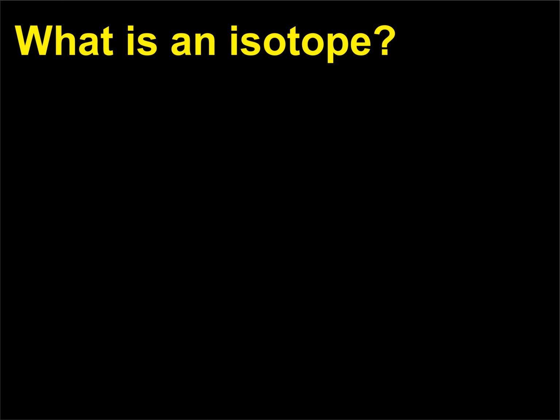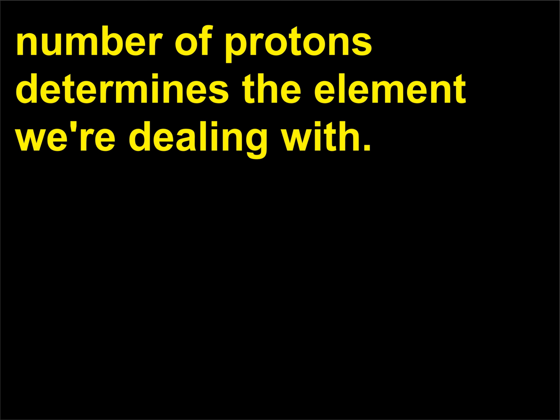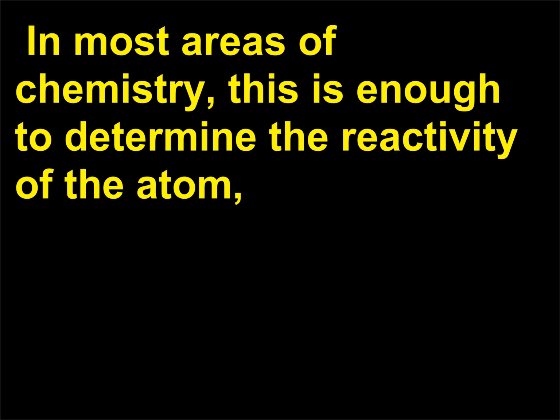What is an isotope? Isotopes are atoms with the same number of protons and electrons, but with different numbers of neutrons. The most important thing to keep in mind is that the number of protons determines the element we're dealing with. In most areas of chemistry, this is enough to determine the reactivity of the atom.